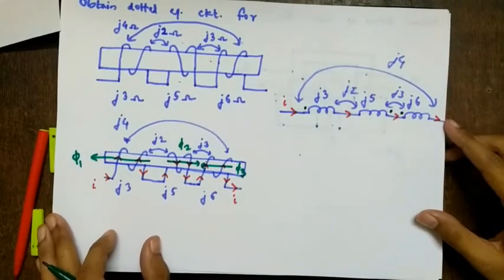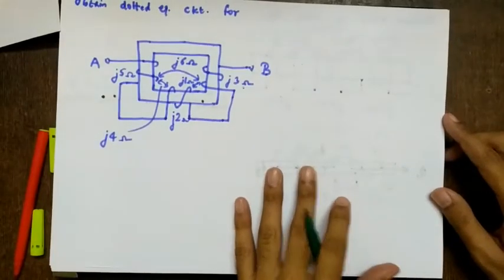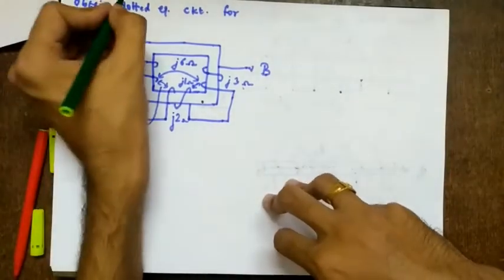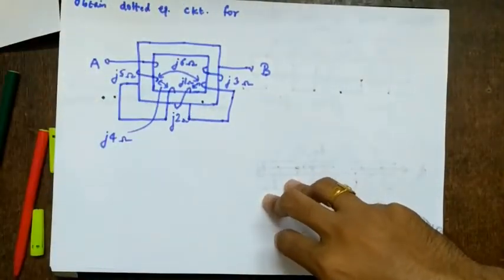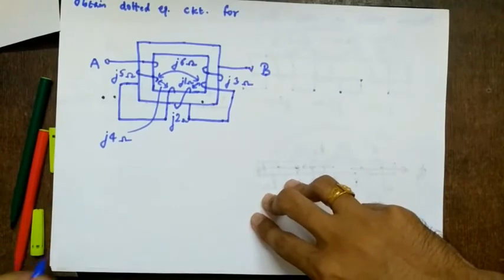Let's go to the last sum. So again, obtain the dotted equivalent circuit for this. So what is the first step? To redraw the network.